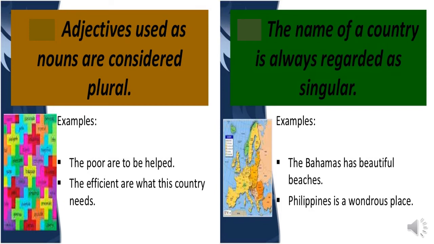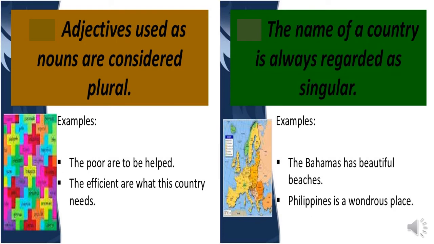Well, children, adjectives used as nouns are always considered plural. So you can just see: the poor are to be helped, the efficient are what this country needs. So always adjectives which act as nouns are considered to be plural. Because they are considered to be plural, they are always followed by plural forms of verbs.